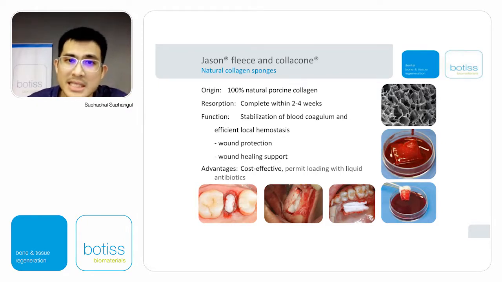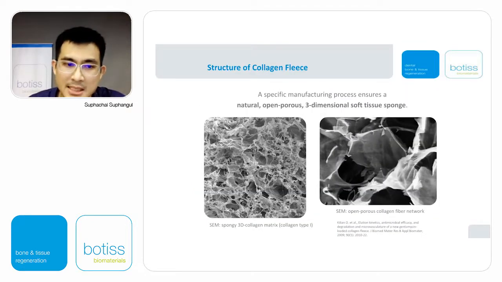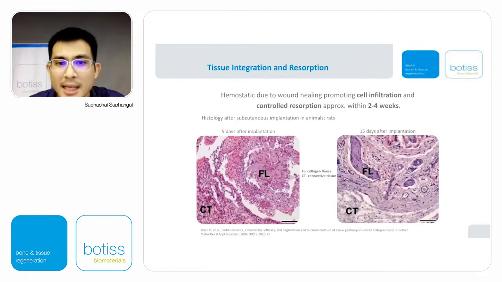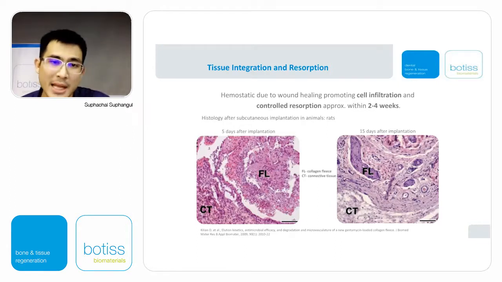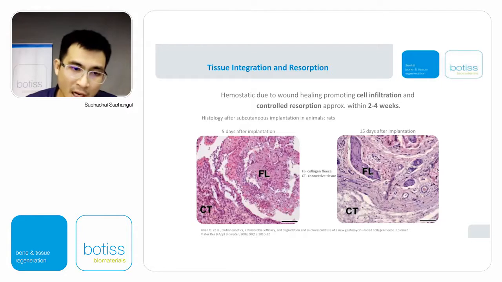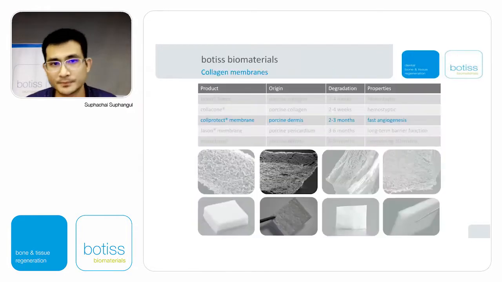In general, the Jansen fleet or collagen is completely resolved in 2 to 4 weeks. Therefore, this one cannot be used for the barrier membrane, just for dressing. This is the structure, it's a sponge like this. And you can see from the histology, after 15 days, it has resorbed and there is just a small remnant of the Jansen fleet. That's why we cannot use that for barrier membrane.